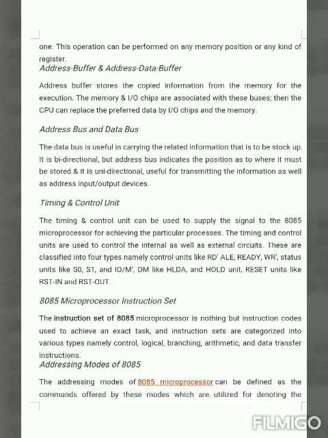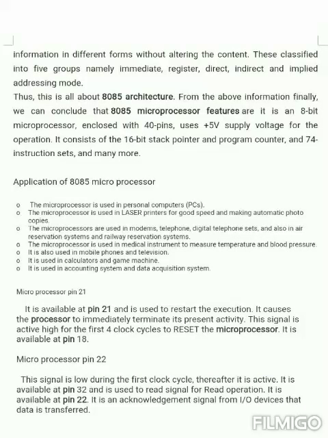Address bus and data bus. The data bus is also carrying the related information that is stored. It is bidirectional, but the address bus indicates the position of the data and is unidirectional, useful for transferring information as well as addressing devices. Timing and control unit. The timing and control unit can supply the signals of the 8085 for achieving particular buses. Some timing and control units are used to control internal and external circuits. These are classified into 2 types of control units, like the ones already started, such as HLDA, etc.